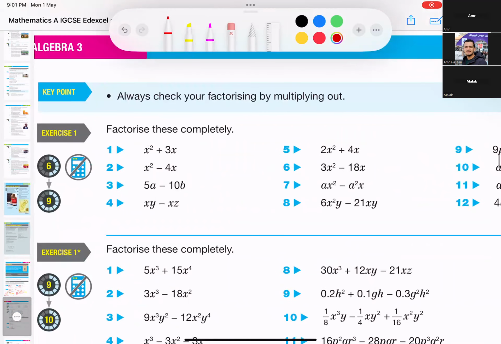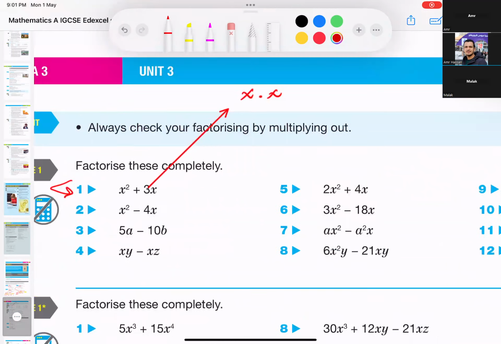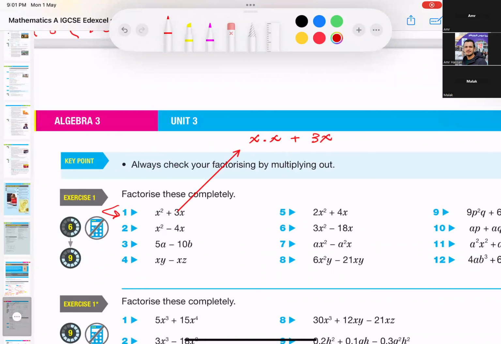So let me go over this question. It seems like we have x power 2 plus 3x. So let me factorize x power 2, which is going to be x and x. And here we have 3x. Right? Yeah. Let me highlight it. So the highest common factor is going to be x, right? Yeah. So x plus 3. That's it.